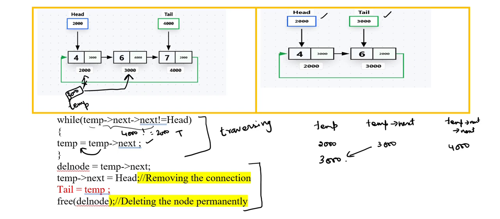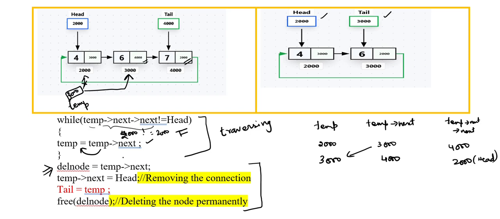Now again the temp value is 3000. 3000's next is the value present here, 4000. And 4000's next is 2000, which is the head value. Now you see temp of next, as I said, is 2000. 2000 not equal to 2000? No, 2000 is equal to 2000. The condition fails, so it will not go inside the loop. It will come out, because the condition fails, and come to this step.